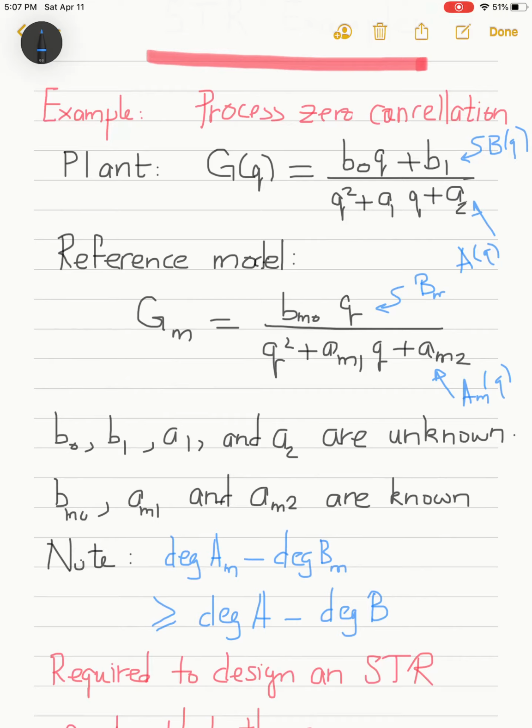So if the system has a delay, say, of 1 or 2 samples, then the reference model should have a similar or larger delay. And if you assume the opposite, like if you assume the difference between the degree of Am and Bm to be less than the degree of A and B, that would result in a non-causal controller. So this is actually a must, a condition that has to be satisfied always.